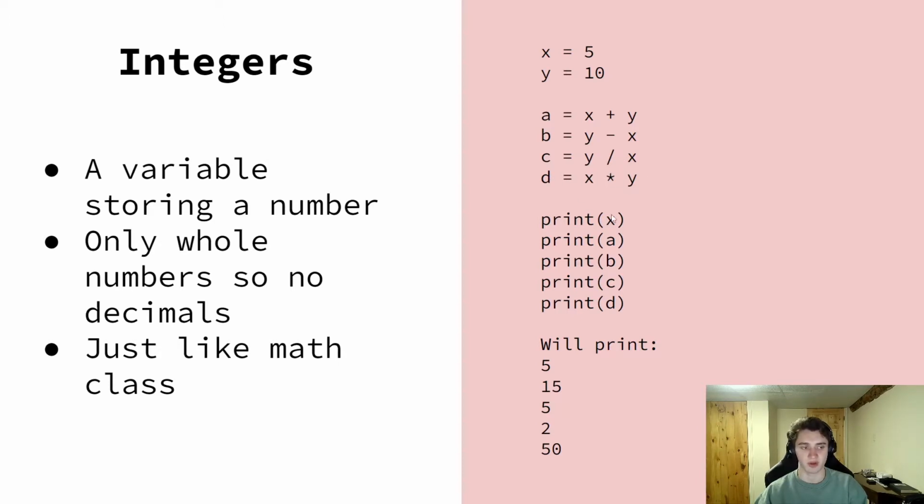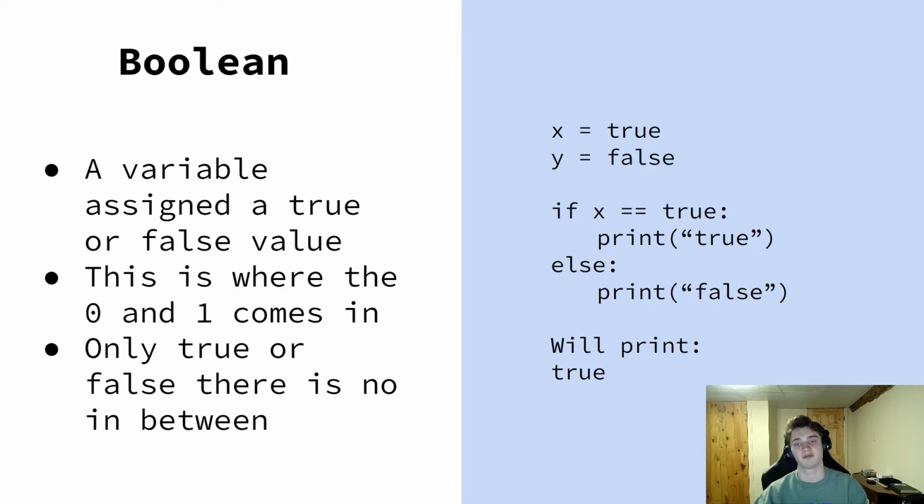So here we have a couple print statements, so we can see what it would be if we were to run it as code. We have the print x, which prints the 5, a, which is x plus 5, prints 15, b, y minus x, prints 5, c, y over x, prints 2, and x times y, which is d, will print 50. Next up we have Boolean values.